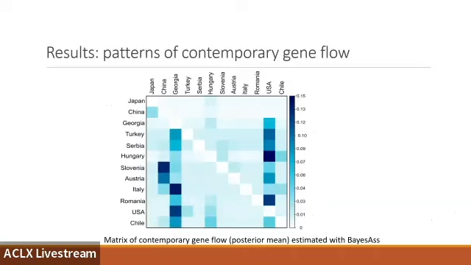Patterns of contemporary gene flow over the past few generations showed an overall low level of contemporary gene flow, but there are a few exceptions. There is relatively higher gene flow towards the US and Georgia from different invaded countries and towards China from a few of the invaded countries.